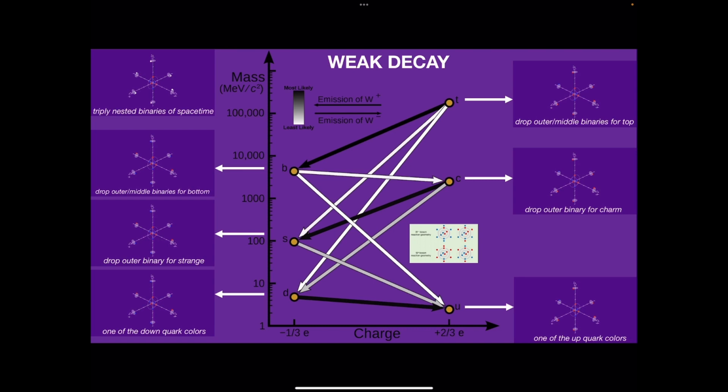Say if the top was going to decay to the bottom on that top black line, what would really be happening here is the top would be exposed and then it would interact with the binaries of spacetime, the triply nested Noether core binaries of spacetime. So this exposed top would interact with those. There would be this interaction, which is like the exchange of the W particle, the W boson, and then flying out of that, you're going to lose some energy, but you'll have enough to make the bottom quark.